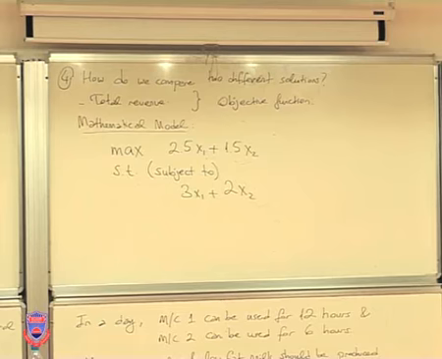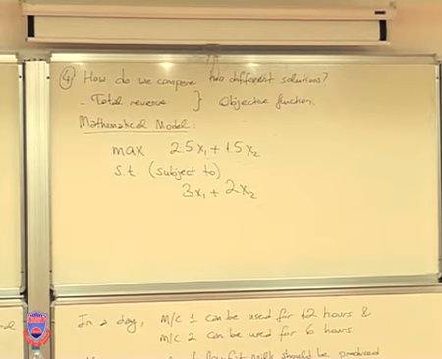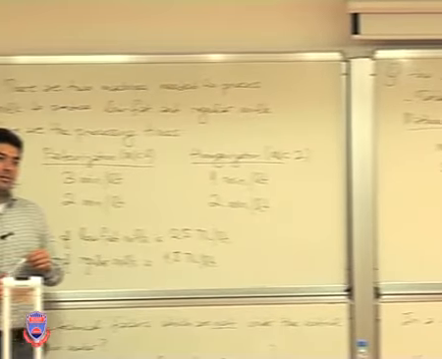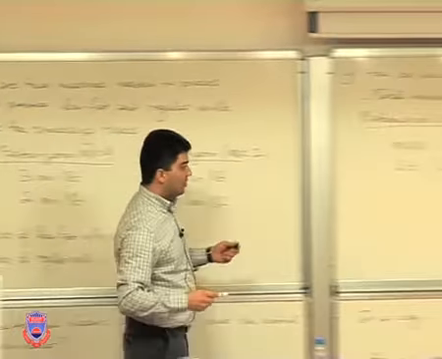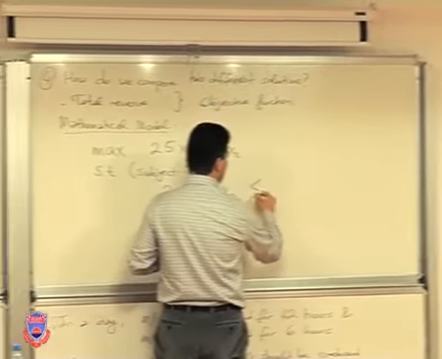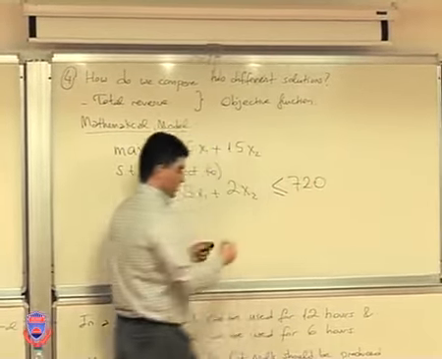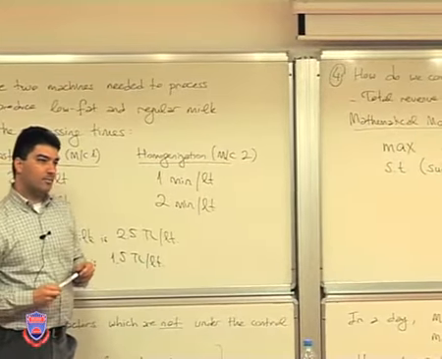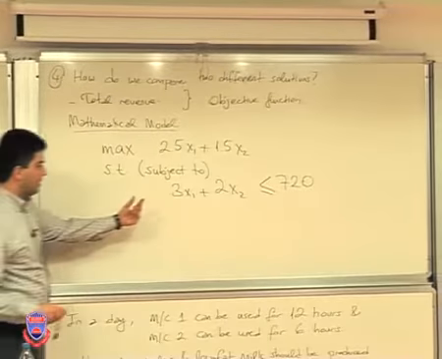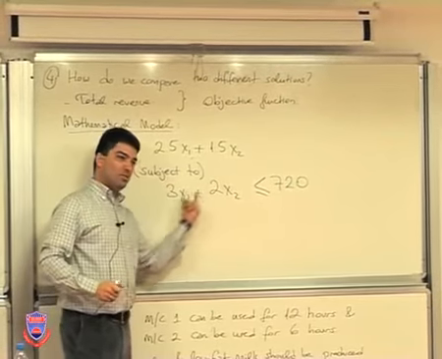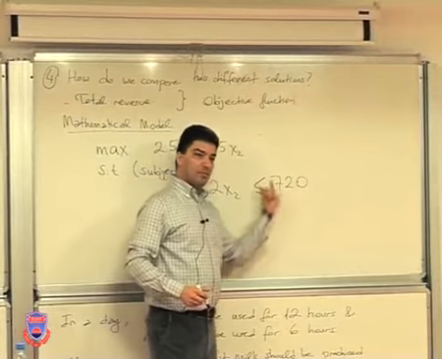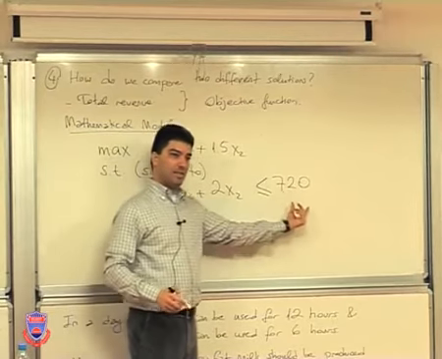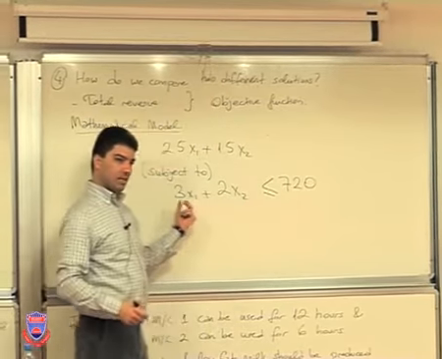Now what do I know? That expression cannot be larger than 720. Okay? So what should I write? Exactly. So I should say that this expression should always be less than or equal to 720. Where does 720 come from? Well, 12 hours times 60 minutes is 720 minutes, right? So the left-hand side is the total amount of time I'm going to use on machine 1, and this is the total available time on machine 1. Okay? So the total time I'm going to use on machine 1 cannot be more than the total available time. And that's quite intuitive, right?